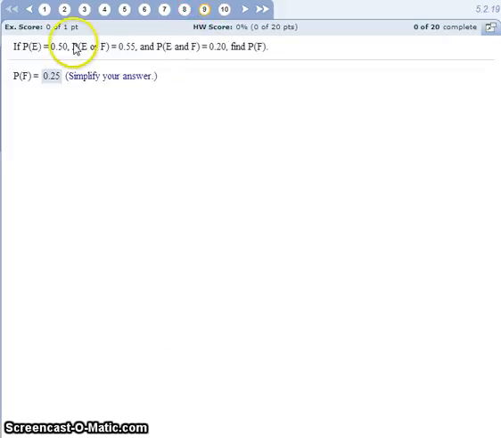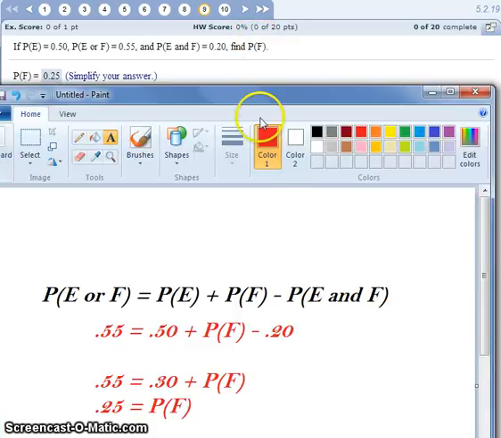For number 9, we're given several facts about events E and F. The piece we're missing is the probability of F, and we can use the addition rule to solve for that. So recall in the addition rule, we have that if we're trying to find the probability of E or F, we would add together the probabilities of the two events and then subtract the probability of E and F, the probability that E and F happen simultaneously.